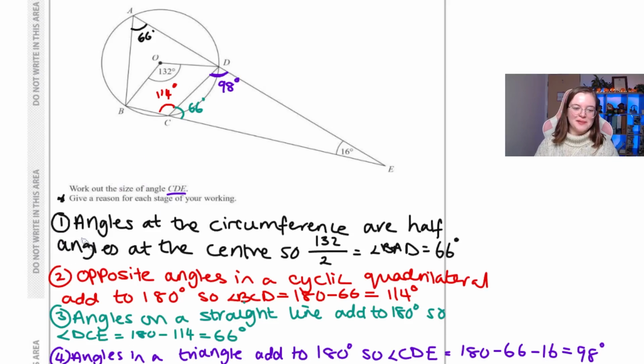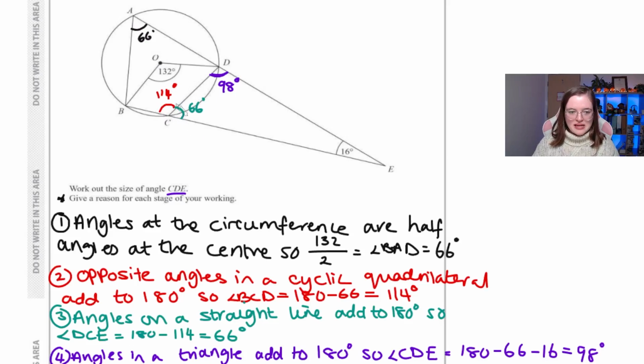So the first thing I did was that angles at the circumference are half angles at the center. So this 132, half that to get the 66 up here. Second thing I did was opposite angles in a cyclic quadrilateral add to 180. So these two angles here, the one at A and the one at C, they add up to 180. So 180 minus 66 is 114.